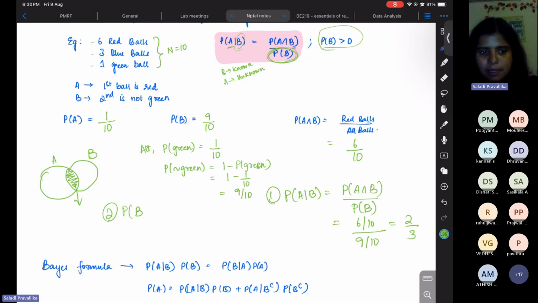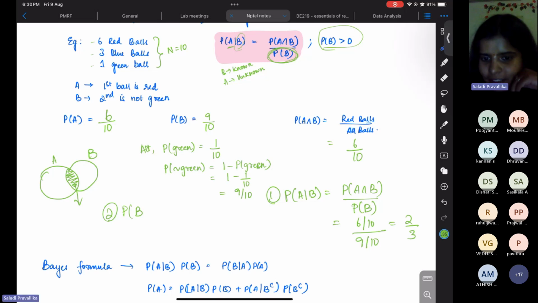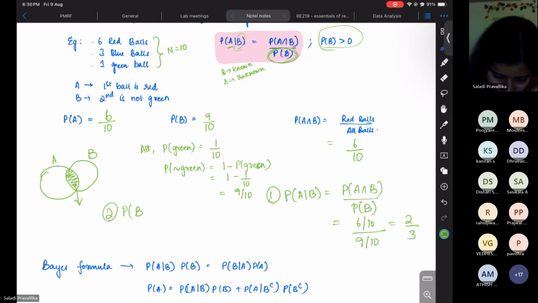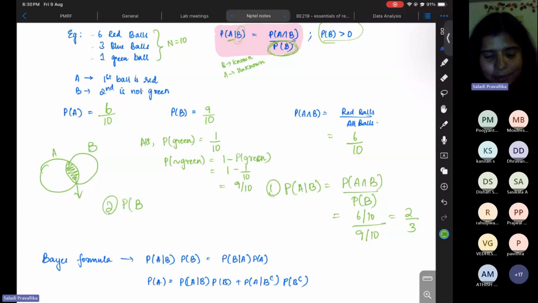P of A, why is it not 6 by 10? No, no. In P of A, we are just picking one ball, right? Oh, sorry, sorry. Yeah, that is actually 6. You're right. It is 6 by 10. Thank you so much for correcting me. I was thinking green and I was just like, I'm so sorry.